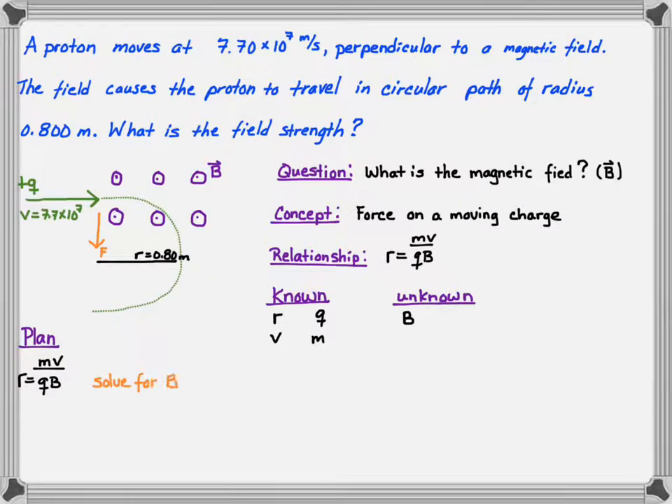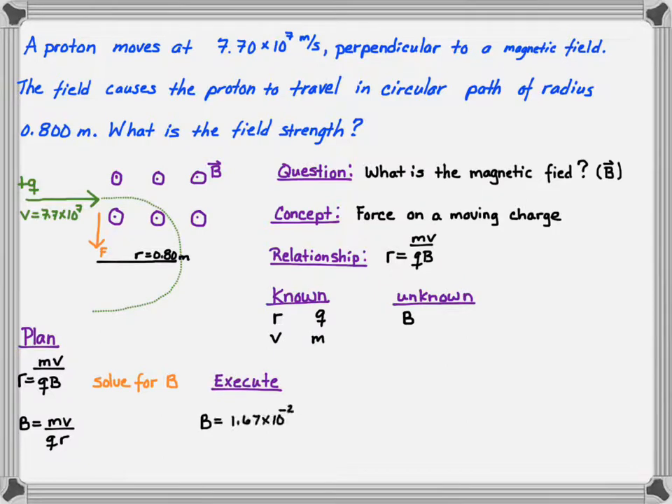So the plan: I start with the equation R is equal to mv divided by qB, and I want to solve this relationship for B. So I get B is equal to mass times velocity divided by charge times the radius. Now I know the mass of the proton, I know the velocity of the proton, I know the charge of the proton, and I know the radius of its curvature. So I can plug those values in and solve for the magnetic field.